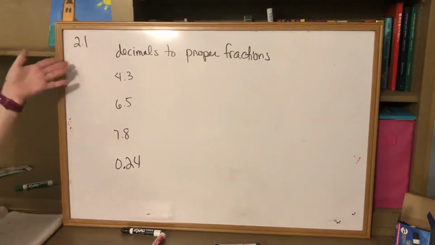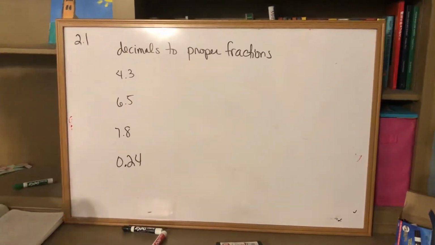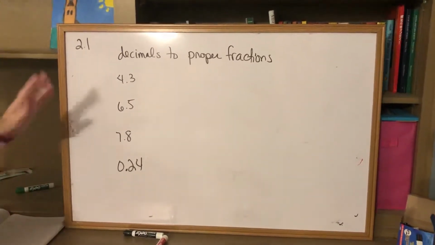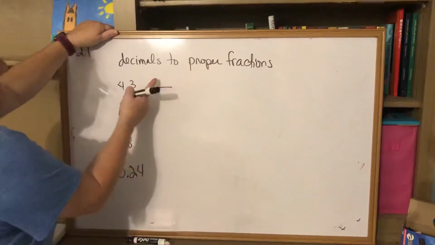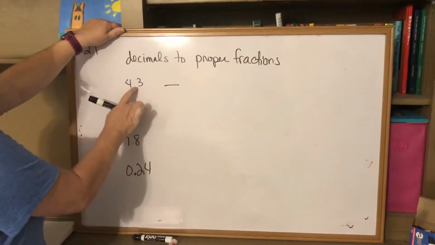We're still in 2.1, but now we're going to be writing these decimals as proper fractions. Once again, if we can read them, we'll be able to write them as a fraction, because remember, a proper fraction is a smaller numerator over a larger denominator. So this has 4 and 3/10.